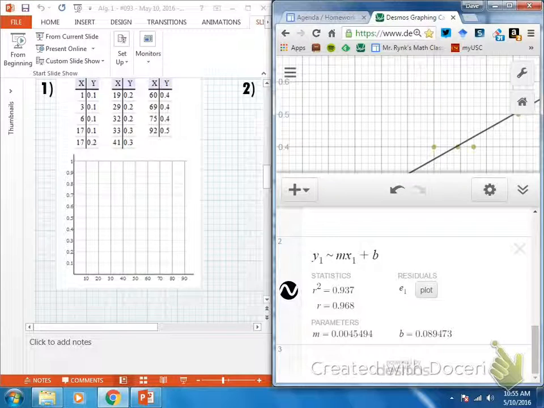So the r value here now. On your homework, you're going to actually put in all the points. You're going to draw the line of best fit, and then you're going to tell me what the r value is next to it. So r is equal to 0.968, which is right here. Okay?